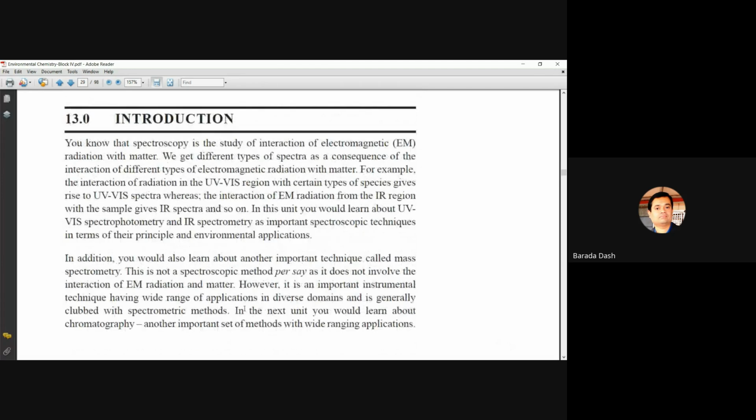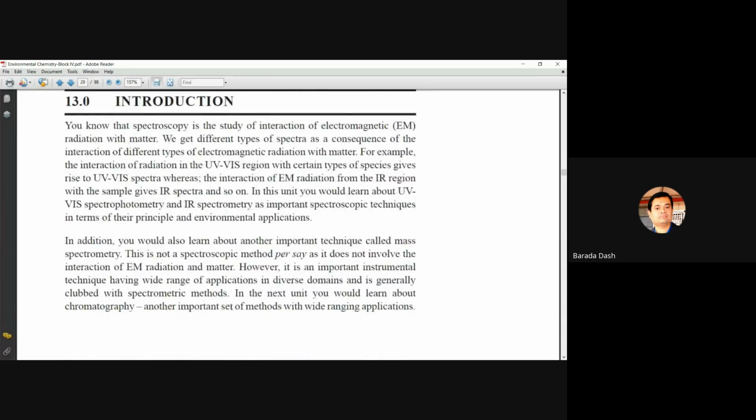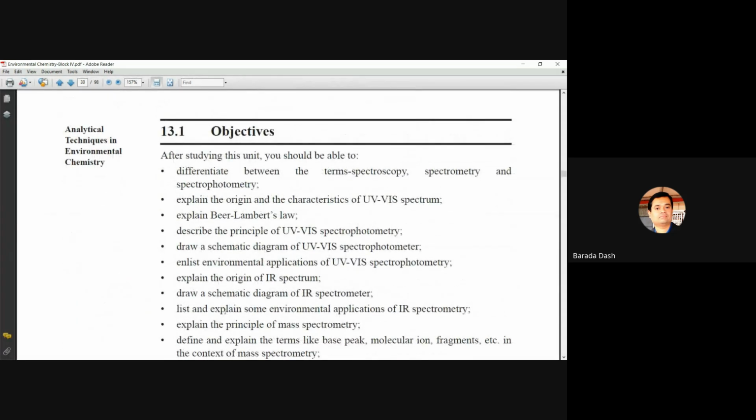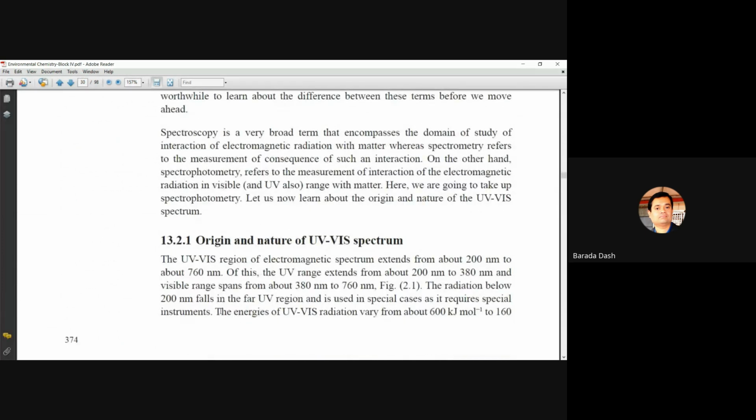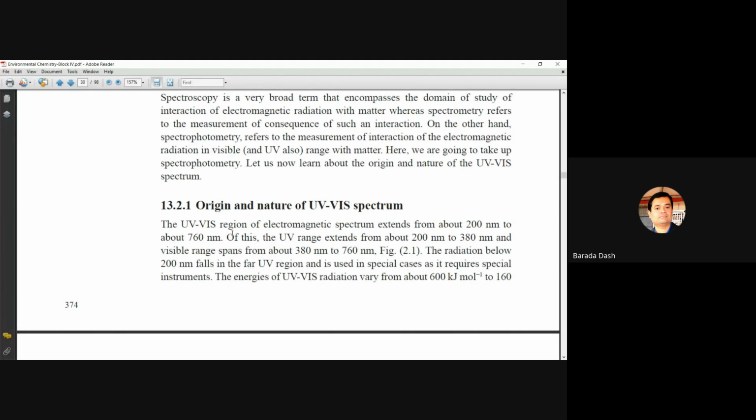UV visible spectroscopy, let us see about UV visible spectroscopy. The electromagnetic spectrum that is used in UV visible spectrometry is about 200 nanometer to 760 nanometer. Of these, the UV range extends from 200 to 380 nanometer, and the visible range extends from 380 to 760 nanometer. So it is UV and visible both.